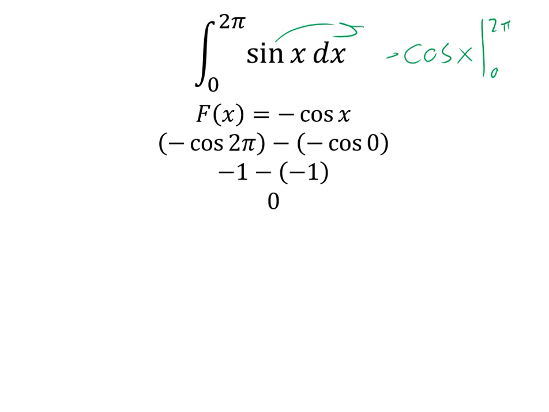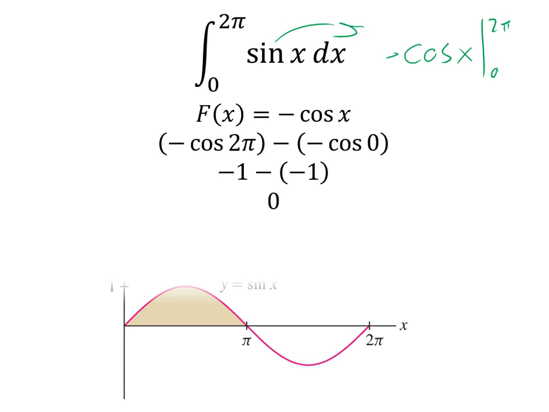And you're thinking, well, how do we have an area of 0? The reason for that is the curve itself. Remember, with our area, this area is positive on the top and negative on the bottom. And so if we have the same amount of area above the x-axis as underneath the x-axis, they cancel themselves out.